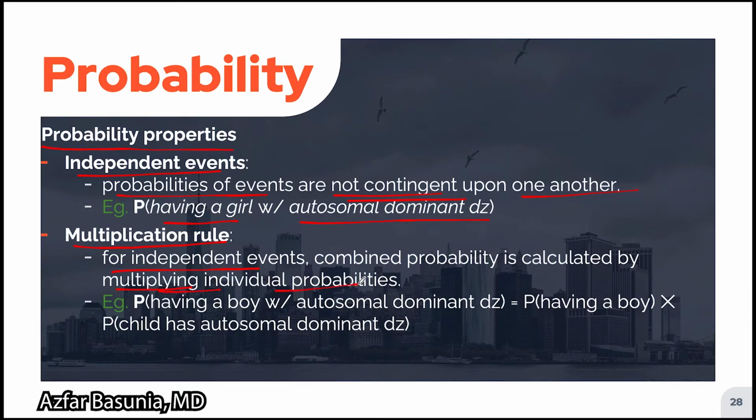Similar to the previous example, if we are asking what is the probability of having a boy with autosomal dominant disease, we know that the probability of having a boy is independent from the probability of having a child with an autosomal dominant disease. So in this case, we'll simply multiply the two probabilities. That is the probability of having a boy multiplied by the probability of having a child with an autosomal dominant disease.